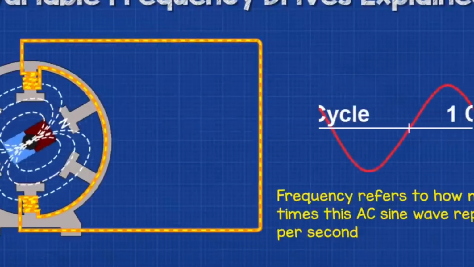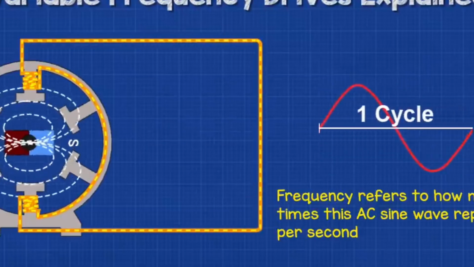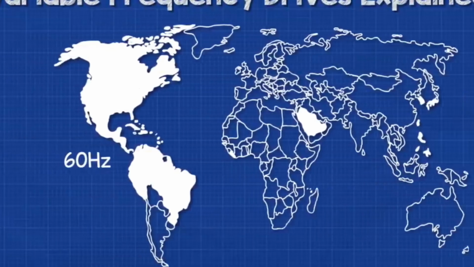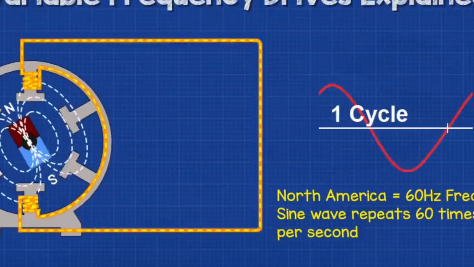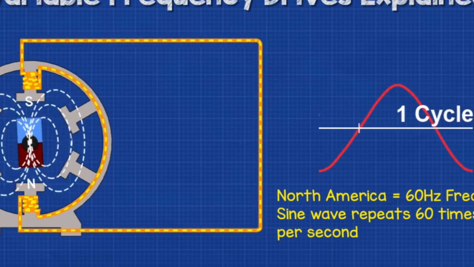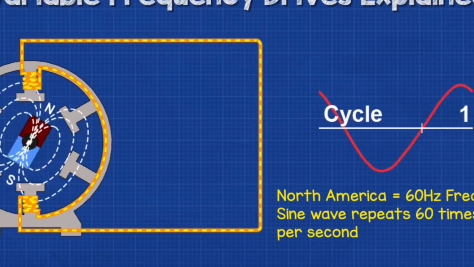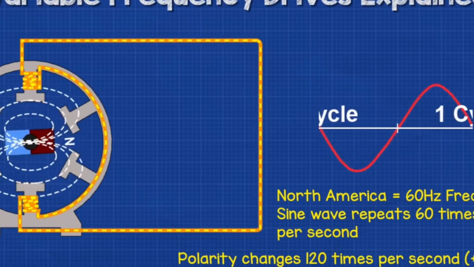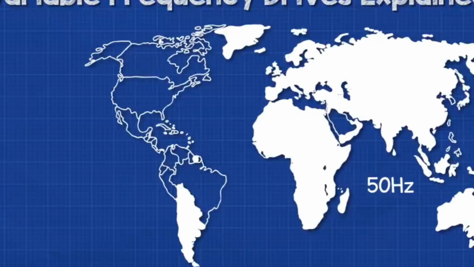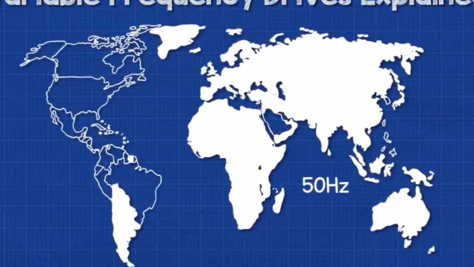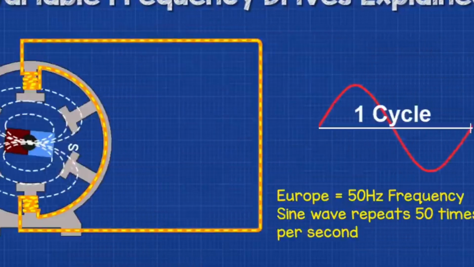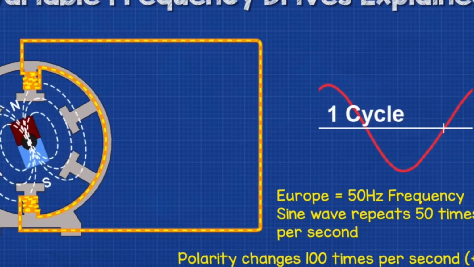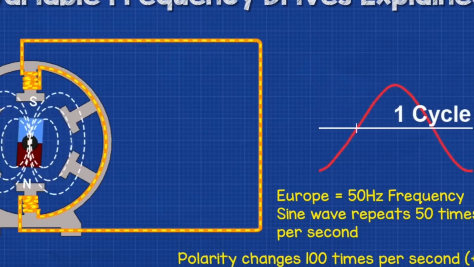Frequency refers to how many times this AC sine wave repeats per second. In North America and a few other parts of the world, we find 60 Hz electricity at the outlet. Now this means that the sine wave repeats 60 times per second. And as each wave has a positive and a negative half, this means that the polarity will therefore reverse 120 times per second. In the rest of the world, we mostly find 50 Hz electricity. So the sine wave therefore repeats 50 times per second, and therefore the current reverses 100 times per second.